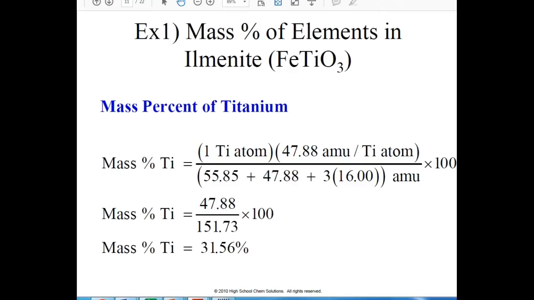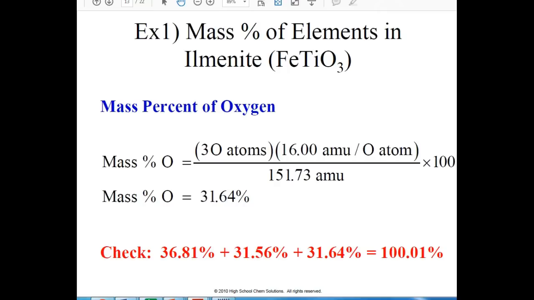31.56% titanium. Now we do the same thing for oxygen, but there are 3 oxygens in the compound. There's going to be a 3 there. That's not 30, that's 3 oxygen atoms times 16 per every oxygen divided by that same total again, and that turns out to be 31.64%. So they're each about 30%.